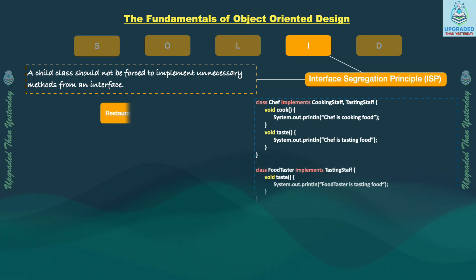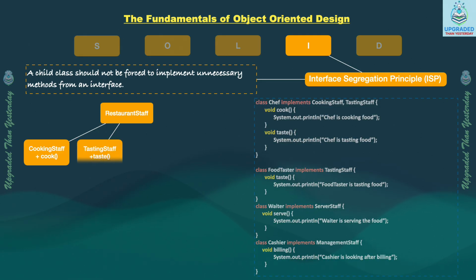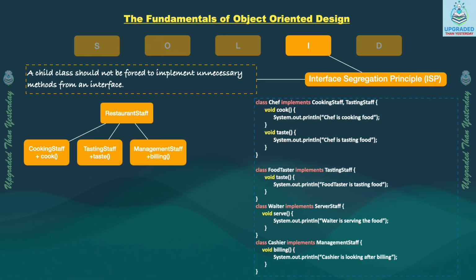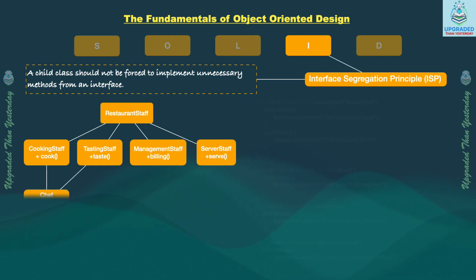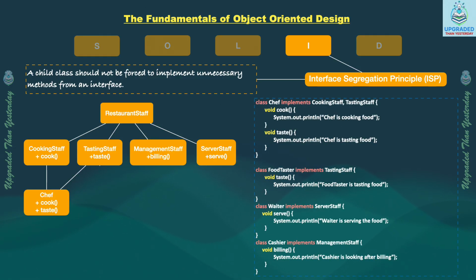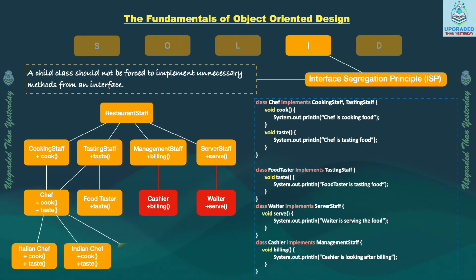Look at the diagram and the blinking code, how we have solved this problem. We have created four different interfaces based upon the behavior, and subclasses are inherited according to their behavior. Here, since a chef can do both cooking and testing, it inherited both cooking staff and testing staff. The food tester can only test the food, so it becomes the child of the testing staff. Similarly, cashier becomes the child of management staff and waiter becomes the child of server staff. Each child class has implemented and inherited corresponding methods.